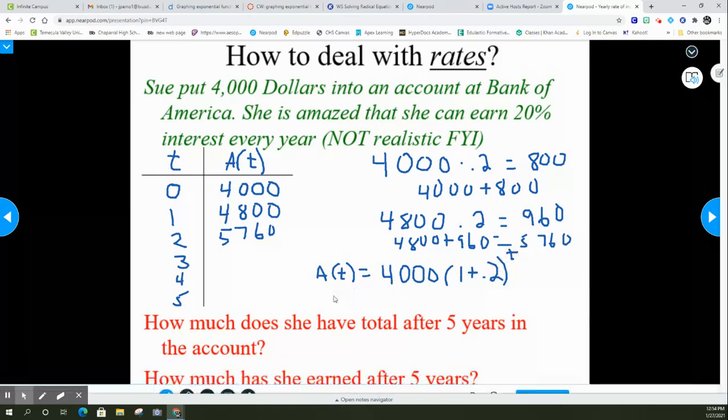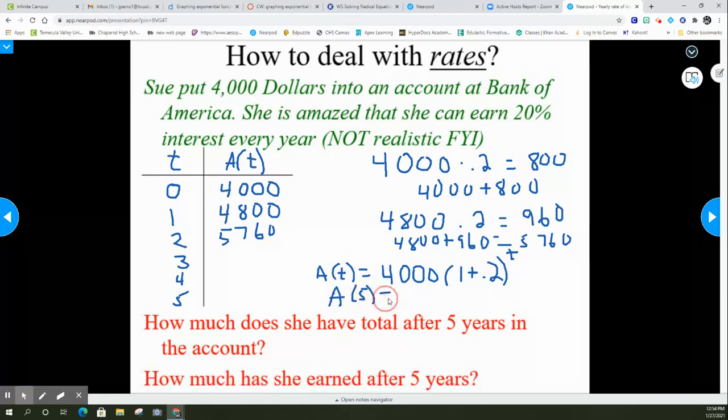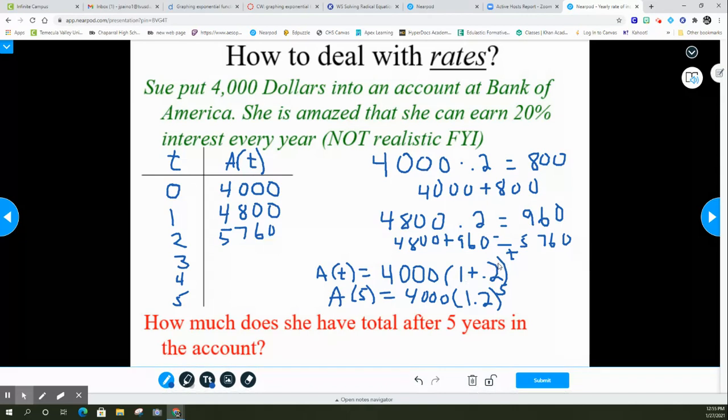And so the equation would be in terms of T, and then we want A of 5. So we're going to plug it into this equation: 4,000 times 1.2 to the 5th. And where did the 1.2 come from? I just added 1 plus 0.2. It kind of stands for 120%. It's 120% of the previous amount, but we're doing that 5 times because we want the 5th year. So what is that going to equal?